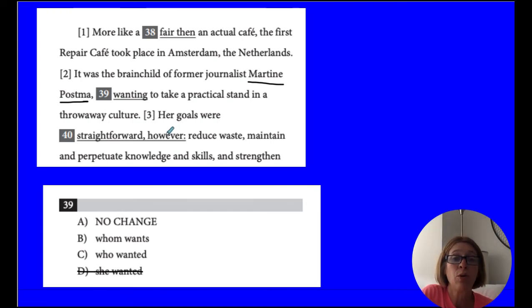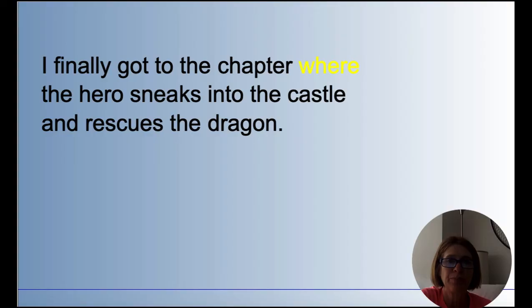Okay? The question is, I don't want wanting because I want a relative pronoun. Do I want whom or who? And so this is a case where it's singular, so we would want to use who. But we also want past tense, not wants, we want wanted. So C would be our answer. Great use of the relative pronoun and that verb.